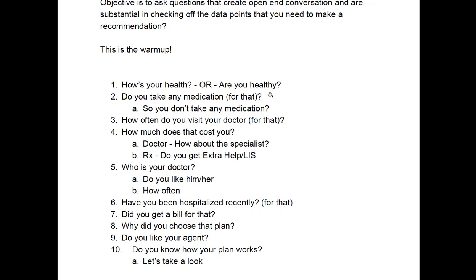When's the last time you've seen a doctor for that? And how much did that cost you? And well, let me ask you this. If you see a specialist, how much does that cost you? Have you ever been hospitalized for that? Oh, really? How much did that cost you?